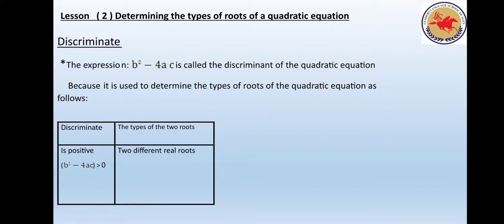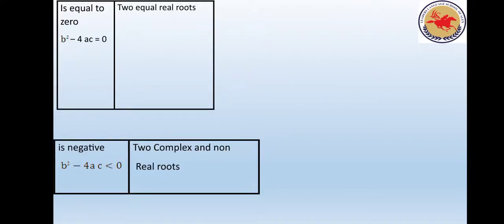The first case: if the discriminant is positive, b power 2 minus 4ac bigger than 0, it gives a positive number. That means two roots, they are different and real roots. If the discriminant equals 0, that means the two roots are real and equal. If b power 2 minus 4ac is smaller than 0, that means negative. That means the two roots are complex and non-real roots, not real roots, complex.